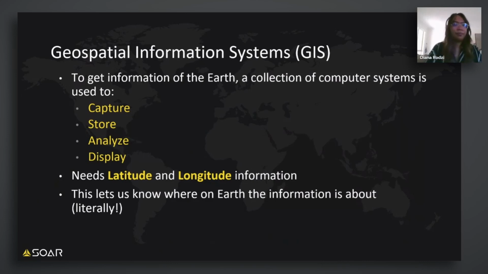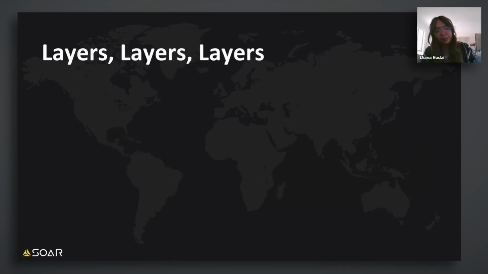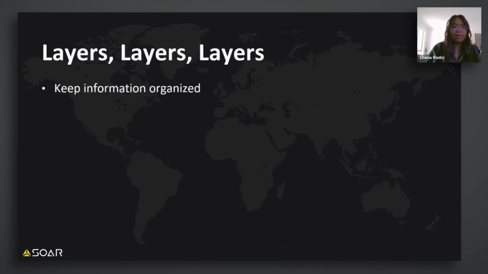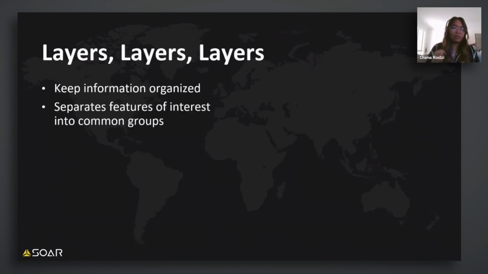Now, the next portion that's important in GIS is layering. Layering is actually a concept taken from maps, and if you're doing more creative work in Photoshop or in GIMP, you will know about layering as well. Each layer helps build that final product, and that's the same with GIS. It keeps your information organized, and each layer usually separates features of interest into common groups. So you have a layer of roads, a layer of buildings, a layer of something else and something else.